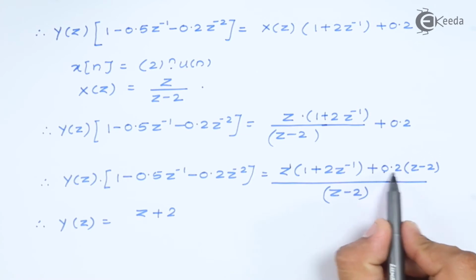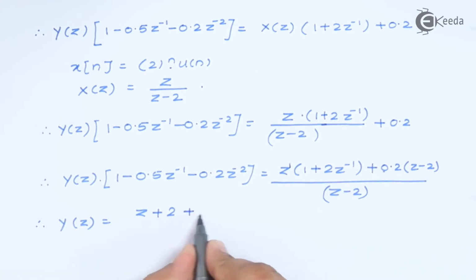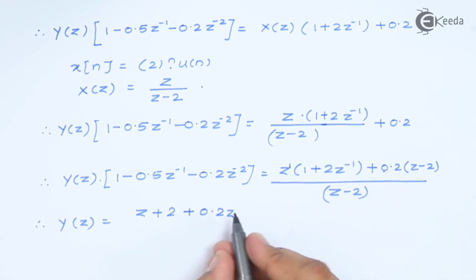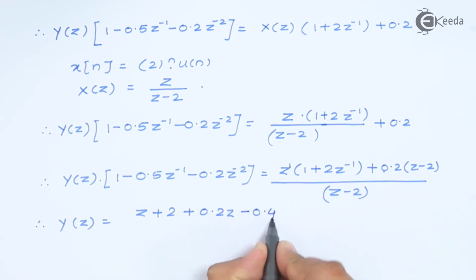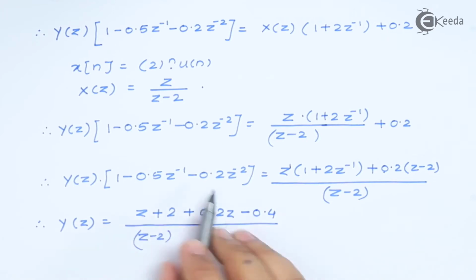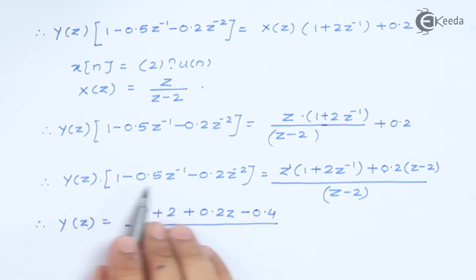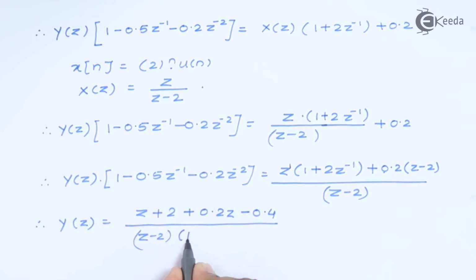Now I'll multiply this 0.2 inside this bracket. So what will we get? 0.2 z and 0.2 into minus 2, answer is 0.4. And in the denominator, z minus 2 is multiplied with this whole left hand side part.